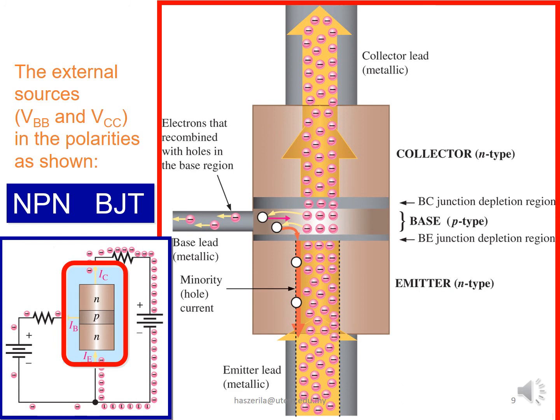The external sources for the NPN transistor are VBB and VCC, and the polarities are shown in the circuit.